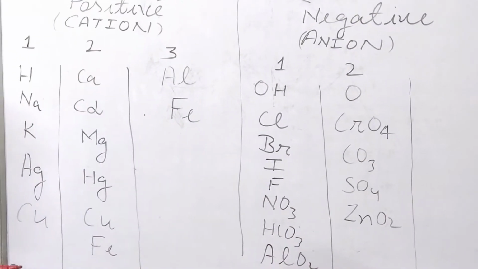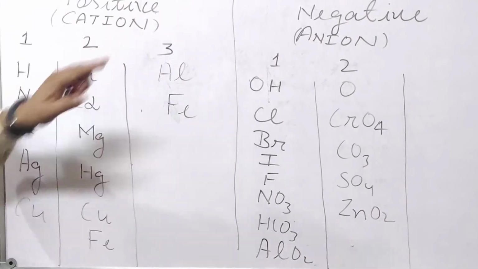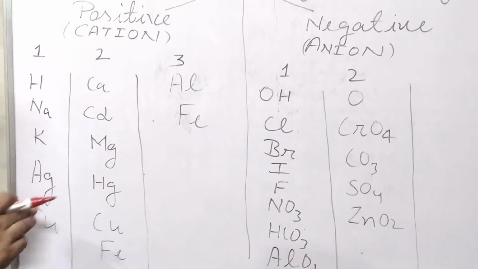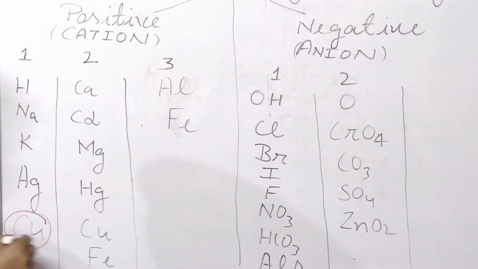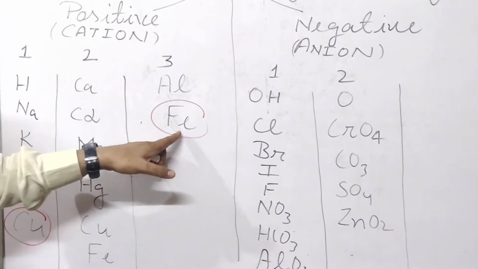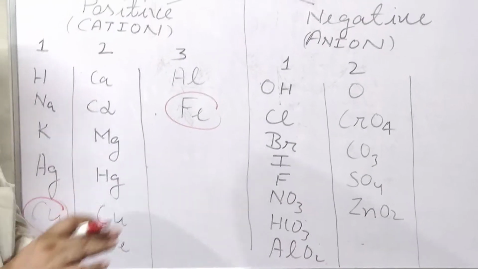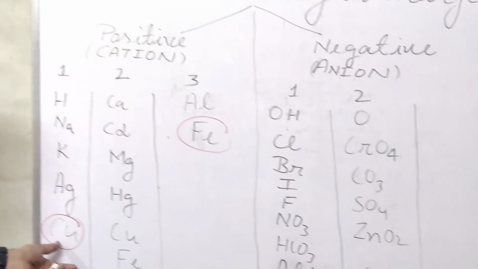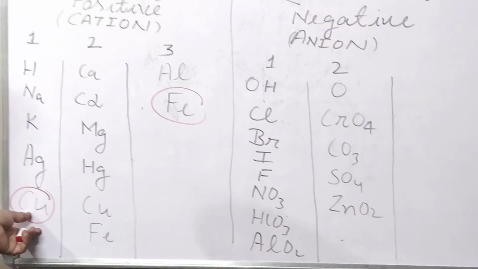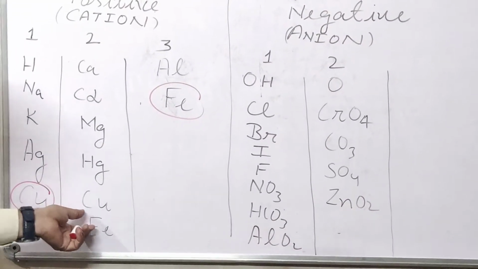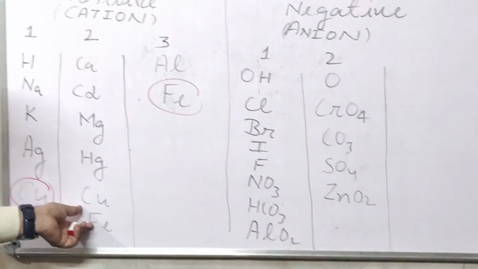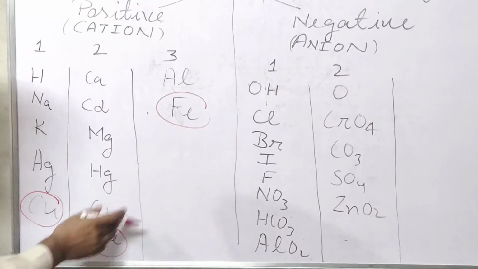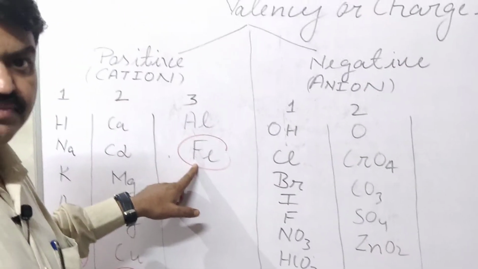Aluminium and iron have three valency, student. You will learn it. Now there are two elements, copper and iron, that have variable valency according to the chemical reaction. Copper has one valency, and along with the one valency it also has two valency. Like this, iron has two valency, and along with this it also has three valency. So you will learn it.